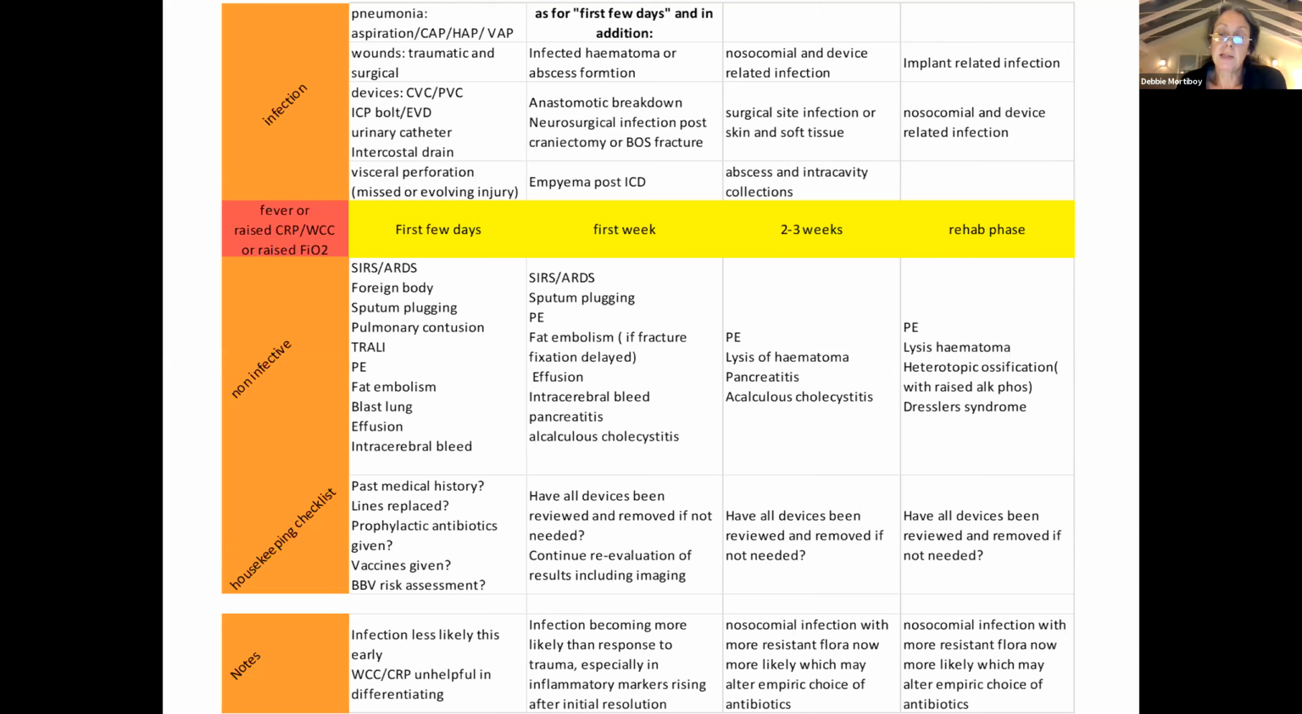Then there's some other things like Dressler's syndrome, which is an inflammatory response you get in the pericardial tissue after cardiac trauma. Many of you might have come across it more commonly discussed in the context of myocardial infarction, but it clearly occurs after cardiac surgery or cardiac contusion. So that will present with a fever, with pain, and with raised inflammatory markers, and a pericardial effusion.